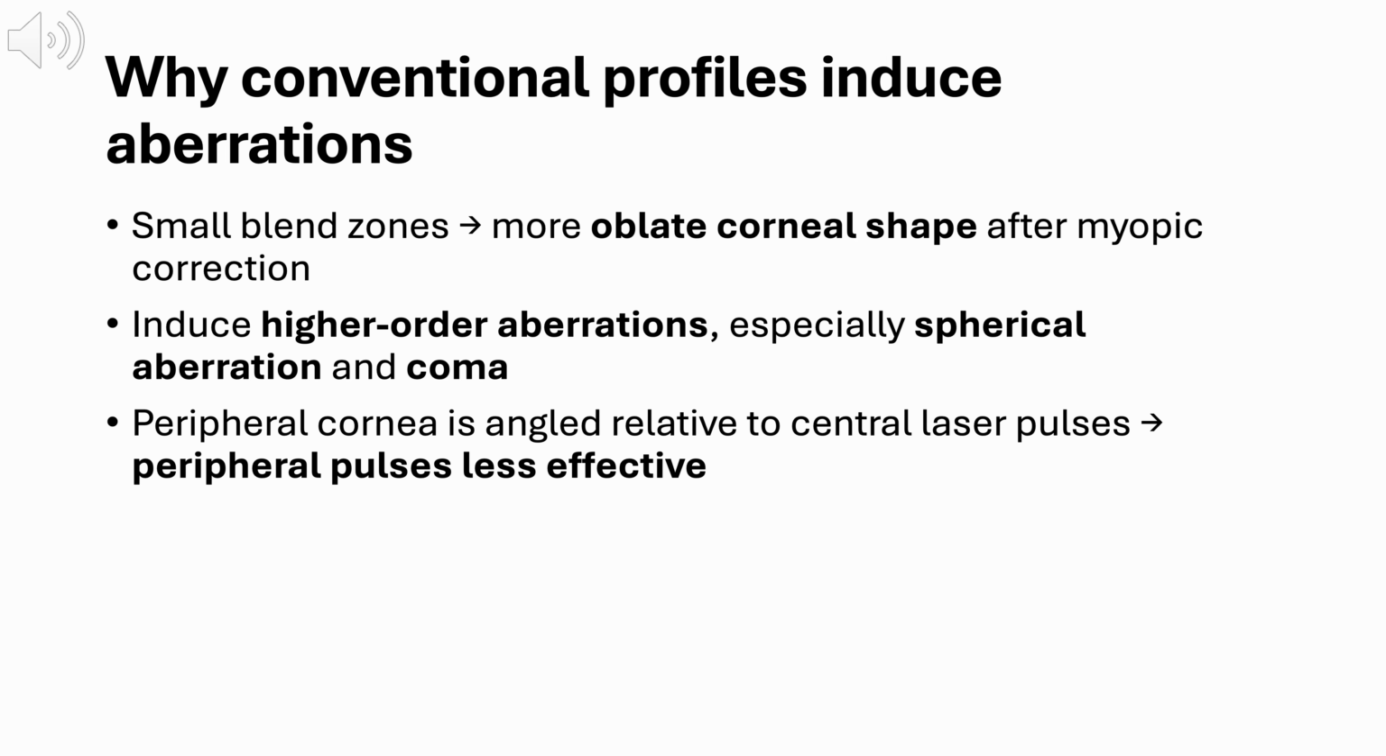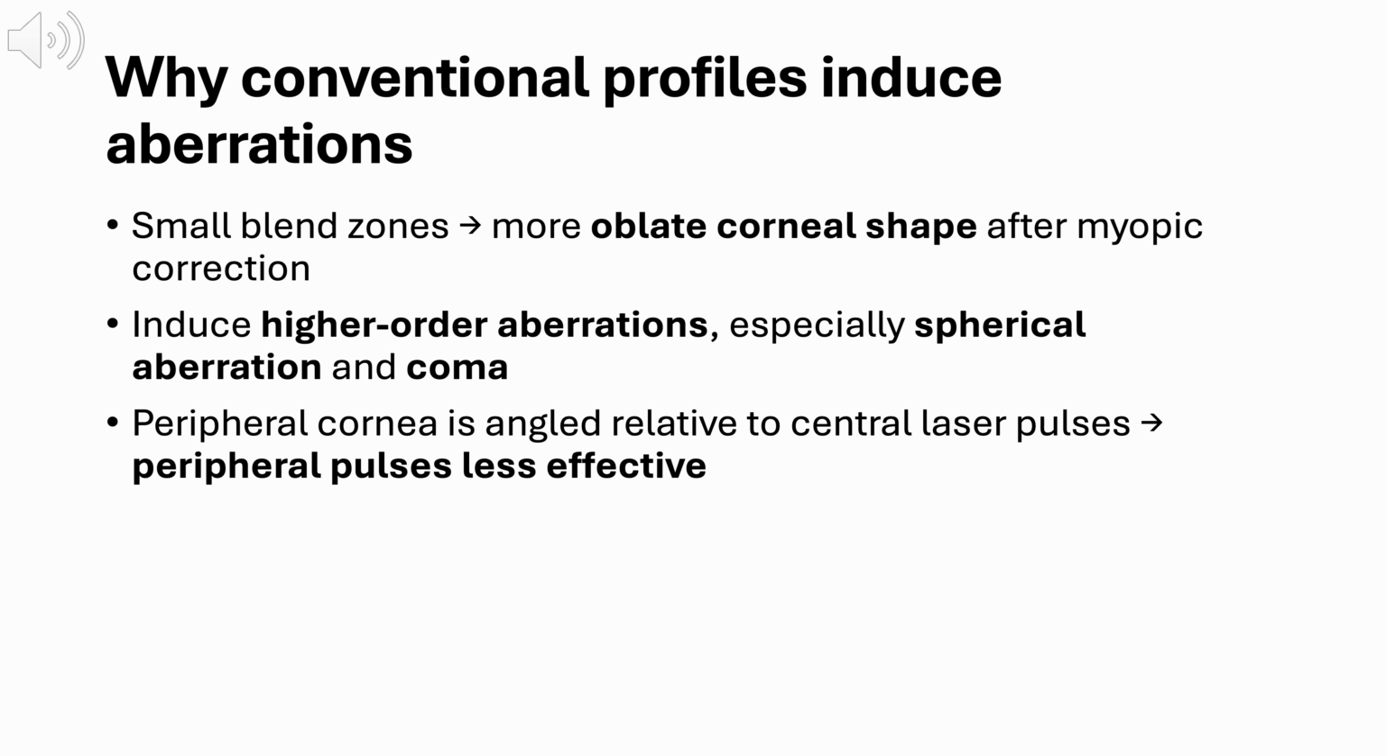So, why do conventional ablation profiles tend to induce aberrations? It starts with the way tissue is removed. Traditional profiles use relatively small optical and blend zones, especially in myopic corrections. When you remove tissue centrally without adequately transitioning into the periphery, the cornea becomes more oblate rather than maintaining a prolate shape. That shape change matters optically. An oblate cornea disproportionately affects how peripheral light rays are focused, which is why these treatments tend to induce higher-order aberrations, most notably positive spherical aberration, and in some cases coma.